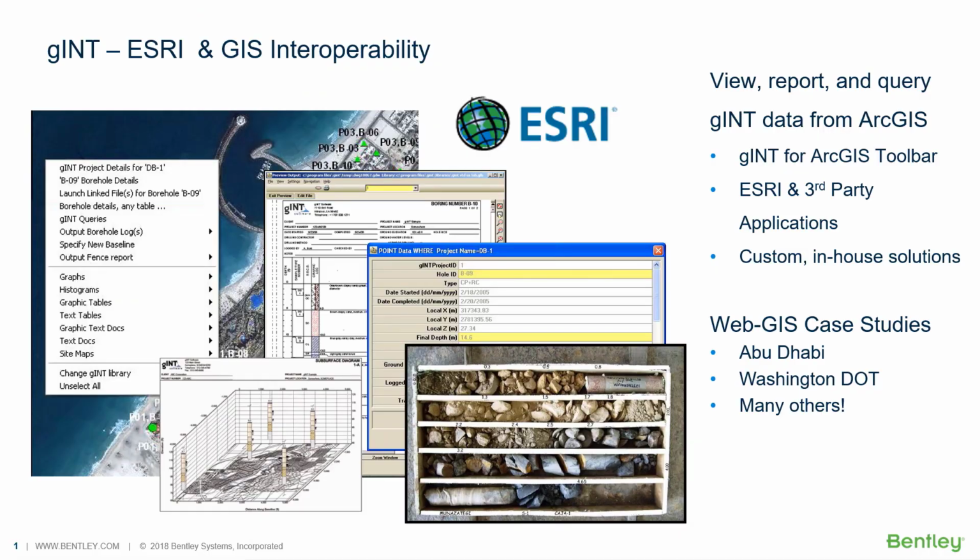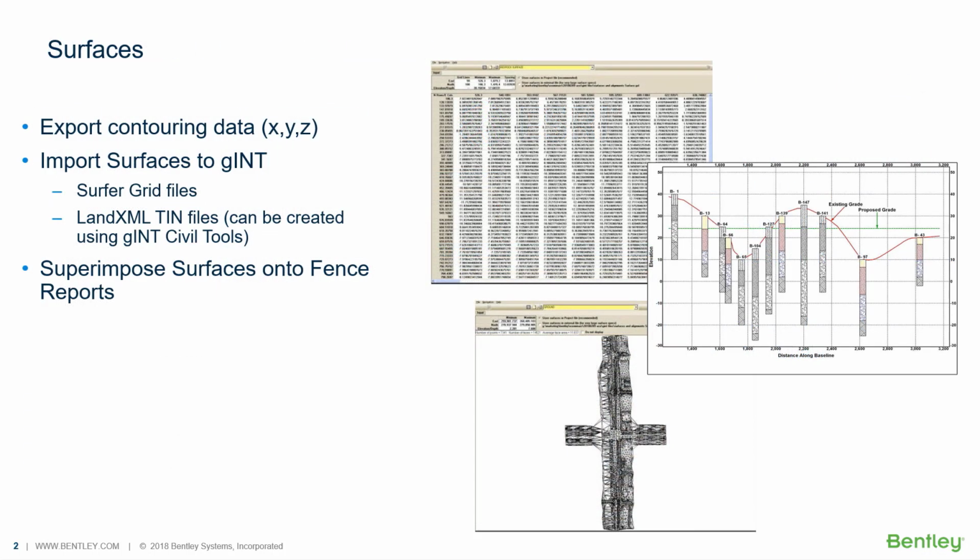All right, so next up, let's talk about the interoperability functions that gINT has. Now, you can view, report, or query gINT data from ArcGIS. gINT also has an ArcGIS toolbar. You can use ESRI or any other third-party applications, and there are multiple WebGIS case studies available with us. There are users that are using the GIS interoperability with gINT efficiently, so you can opt for that. And there are many other interoperabilities present with gINT, which I would talk about in a moment.